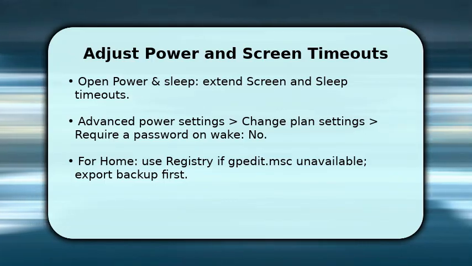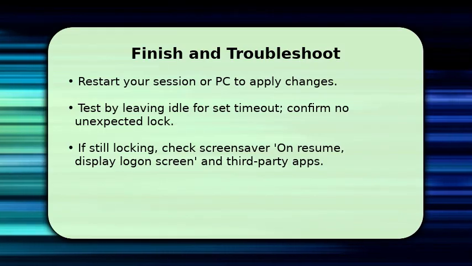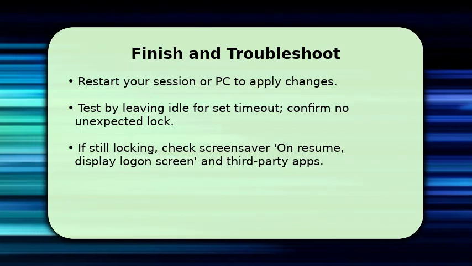Finally, apply and verify. Sign out and sign back in, or restart Windows so all policy and registry changes take effect. You should test by leaving the PC idle for the new timeout length and confirm it does not lock unexpectedly. If locking persists, check the screensaver settings, uncheck On resume, display logon screen, and inspect third-party security or power utilities that override Windows settings.